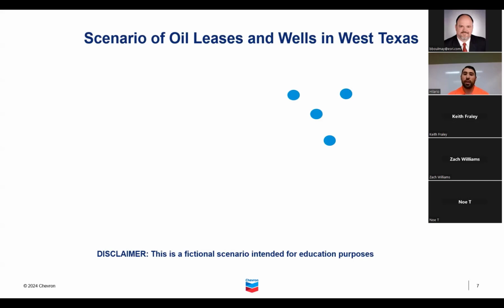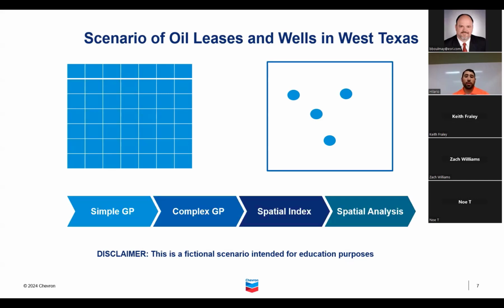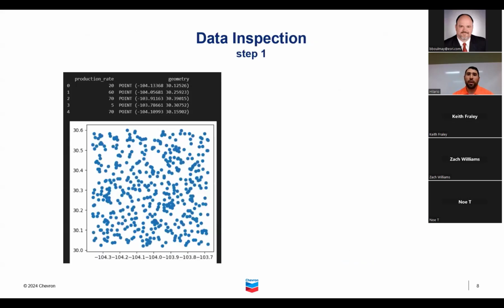So in this scenario, we have two data sets. The first one will be points for wells, and the second will be polygons representing different leases. We're going to be focusing on simple geoprocessing to complex. We're going to be looking at spatial indexing and spatial analysis. Okay, so our first step in this mock scenario is data inspection. What are we looking at? Let's put some visual to this data that we've just received.